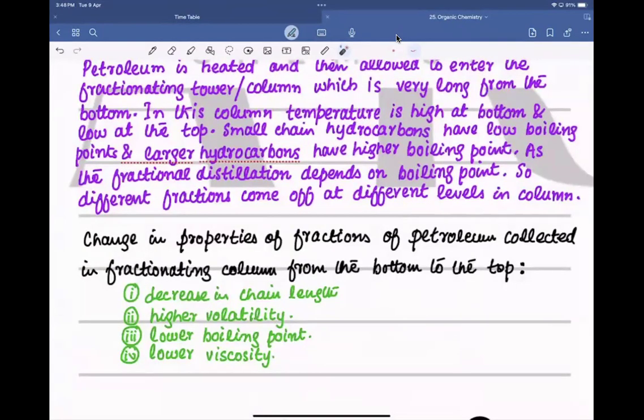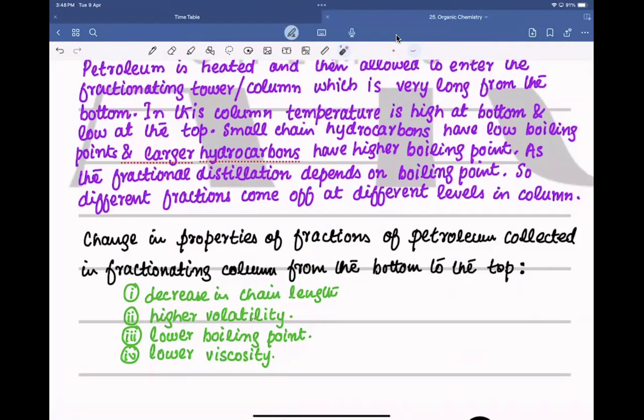so we got different fractions from the crude oil, from the petroleum. Each fraction has different properties; the properties change when we look at those fractions from top to bottom. When we move down the fractionating column, the properties change. At the top, obviously, there are very small molecules with a very low melting point. When we move from the bottom to the top, the molecules get smaller and smaller. At the bottom, the molecules are bigger. So there is a decrease in chain length.